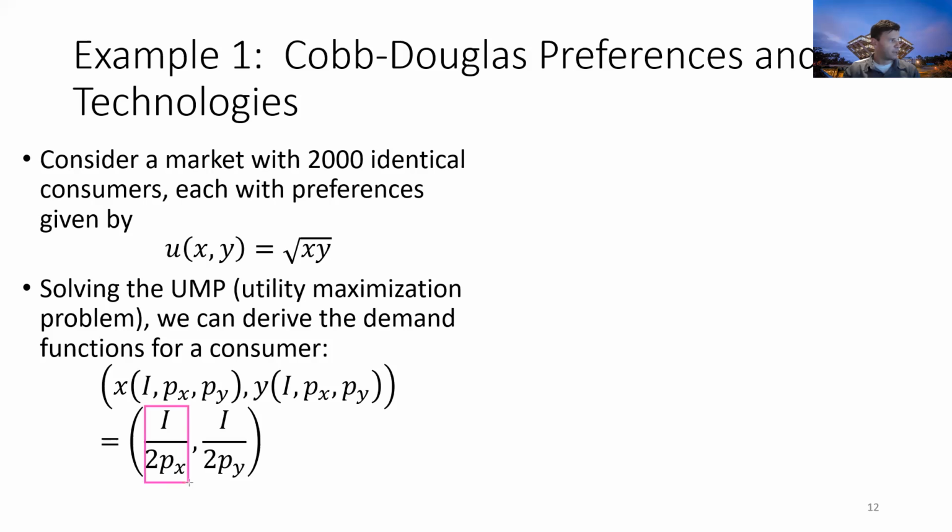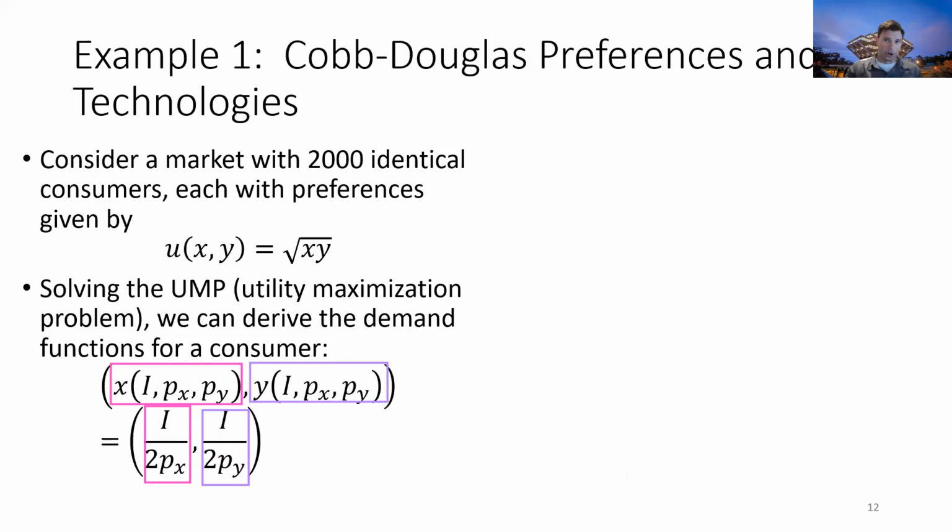This would be my demand for good X, I over 2px. My demand for good Y is I over 2py. Okay. So we solved utility maximization. We can figure out what the demand is for one good for a single consumer.